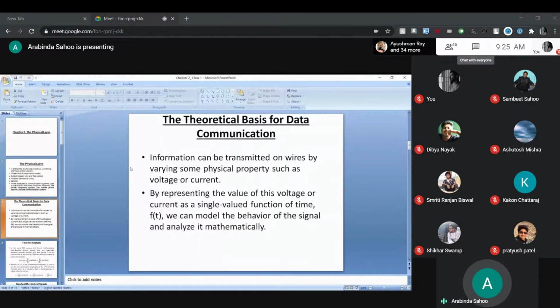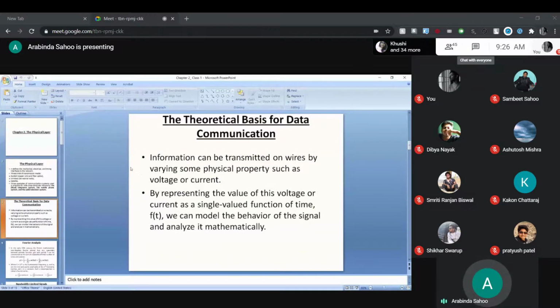So if you represent any signal as a function of time, you can easily analyze it mathematically. Analyze means, what are the different frequency components associated with the signal? What is the maximum amplitude associated with the signal? In this way you can analyze it.